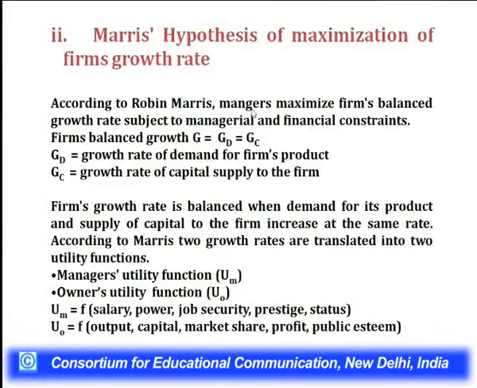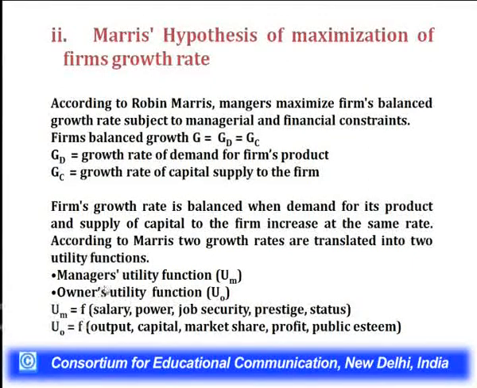Now, another objective is Marris's hypothesis of maximization of the firm's growth rate. According to Robin Marris, managers maximize the firm's balanced growth rate subject to managerial and financial constraints. The firm's balanced growth rate G is equal to GD is equal to GC. GD refers to the growth rate of demand for the firm's product, and GC refers to the growth rate of capital supply to the firm. The firm's growth rate is balanced when demand for its product and supply of capital to the firm increase at the same rate.